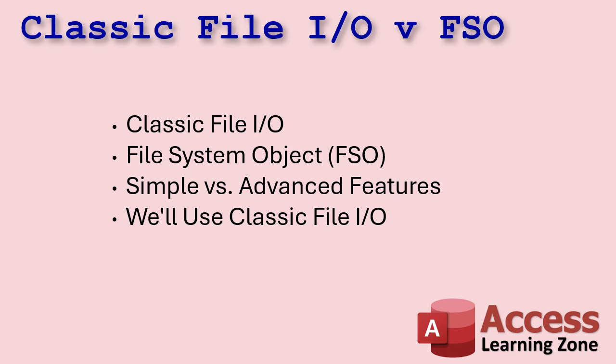Now, there are two different ways that you can work with reading and writing files in VBA. There's classic file I/O, input-output. It's the original way to work with text files in VBA. It's been around since the old BASIC days. I've been using it since I was programming on my TRS-80 Color Computer. It's almost the same thing.